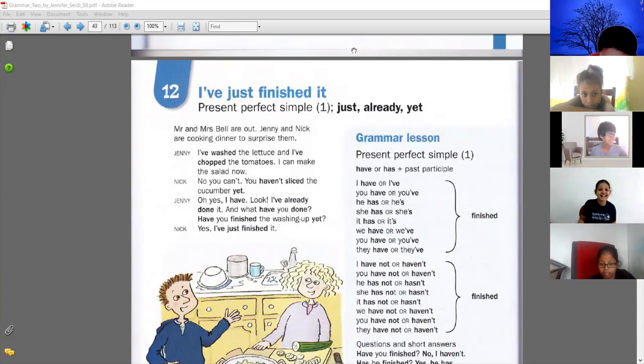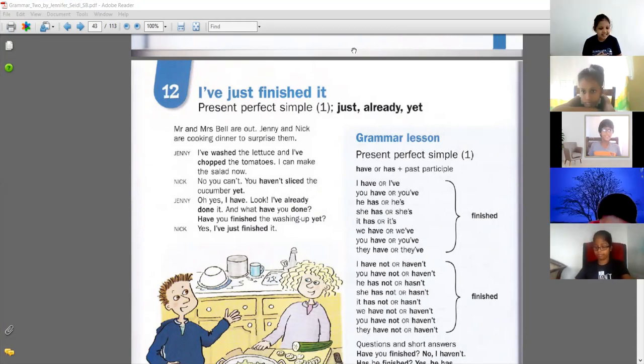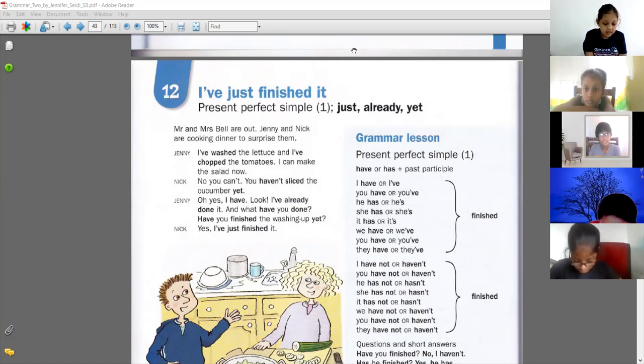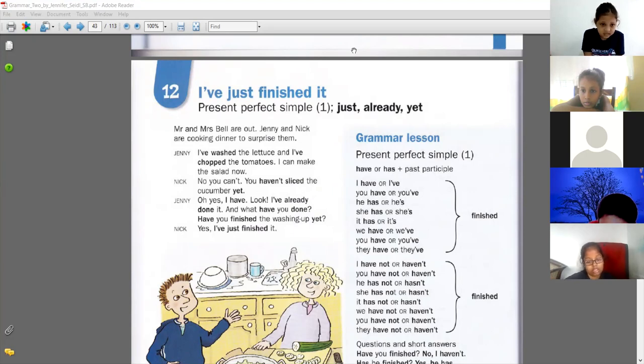Okay, next one. Sasandi, your sentence is: I've already done it. The subject is I. Yes. The has, have is have. Okay. The past participle verb is already? No. Already is an adverb. Words like just, already, yet cannot be verbs. The past participle verb is done. Yes, done only. The object is it.